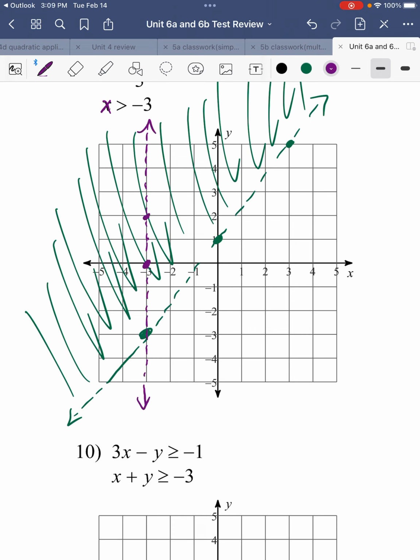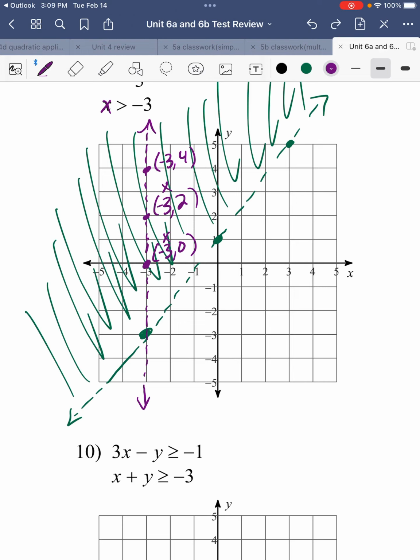And if you don't believe me, pick a point along there, like this point right here. That's negative 3, 2. The x is always negative 3. This is negative 3, 4. X is always negative 3. At the x-axis, it's negative 3, 0. The x is always negative 3. So anywhere along that vertical line is where x equals negative 3.